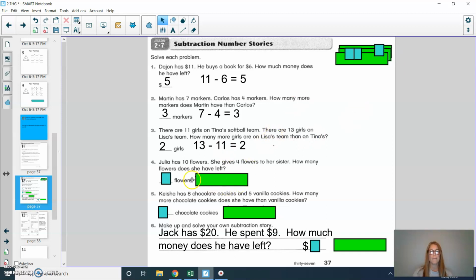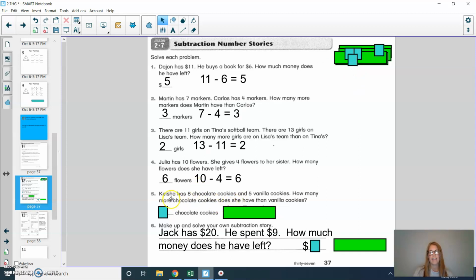For question 4, Julia has 10 flowers. She gives 4 flowers to her sister. How many flowers does she have left? 10 minus 4 equals 6. So she has 6 flowers.